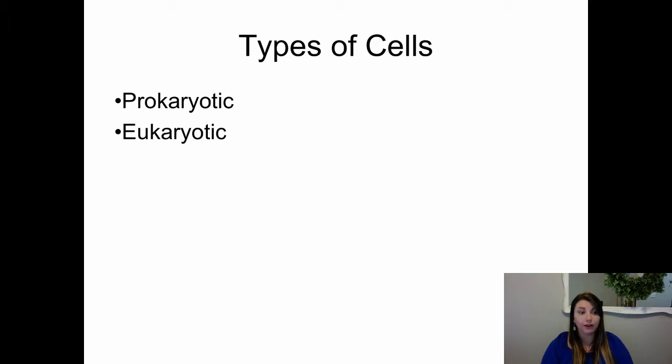Eukaryotes are comprised of plants and animals. So you are a eukaryote. So eukaryotes will have a cell membrane. Some will have a cell wall, not all. There will be membrane-bound organelles. There'll be a nucleus. And similar to the prokaryotes, you will have DNA, ribosomes, and cytoplasm.